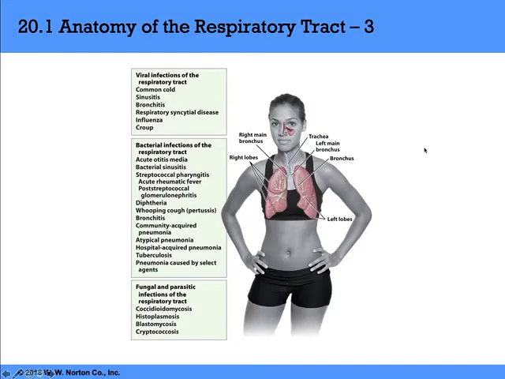So what you're looking at here are some of the different components of the respiratory system and the diseases that we're going to discuss that impact each of these regions in both the upper and the lower respiratory system. Notice that there are some caused by virus, some caused by bacteria, some caused by fungus. And there are even some that can be caused by protozoa.